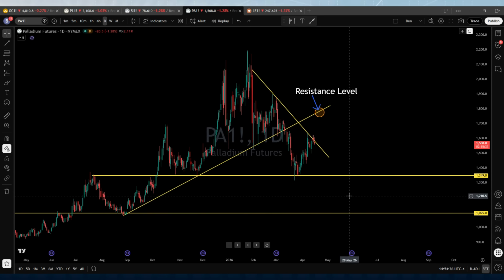Also, if you notice, you've got a shoulder, funky head, possible shoulder. Could send palladium down pretty far. If this measured move did play out, it would be a pretty brutal sell-off in palladium. I don't see that necessarily happening, but it doesn't matter what I think is going to happen. It's really the charts that are going to dictate what ultimately happens.